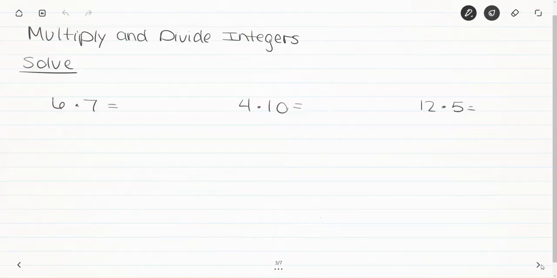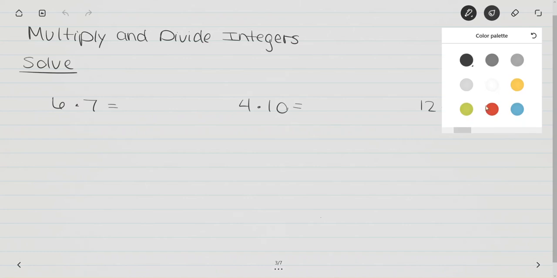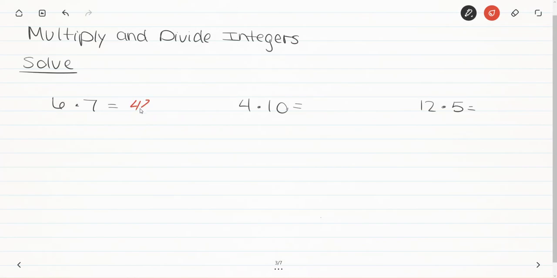All right. So we're going to start off by just multiplying some typical numbers like we've been doing for most of the year. So take a second, get this part copied in, and then go ahead and solve those three problems for me. So if you look at the first one, 6 times 7 is going to give you 42. 4 times 10 would be 40. And 12 times 5 would be 60. So that's just your basic multiplication. No integers. Remember, integers are those positive and negative whole numbers. So these are just positive numbers, no negatives.